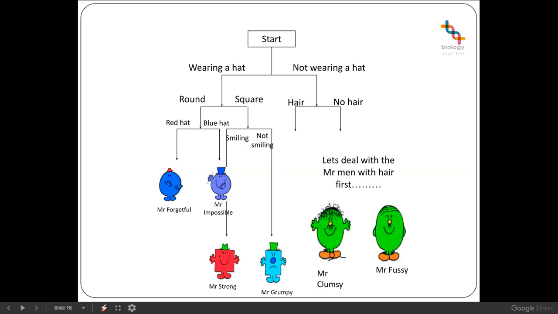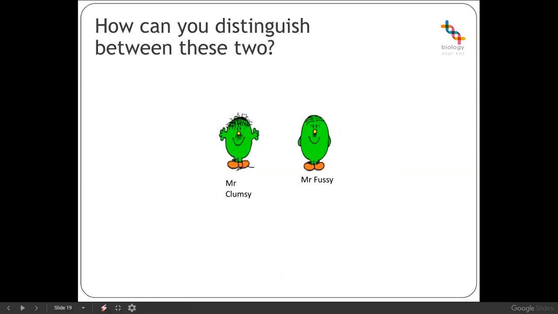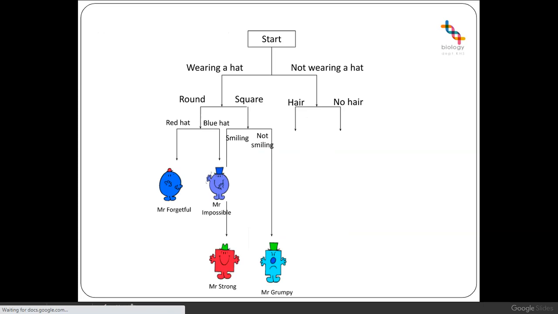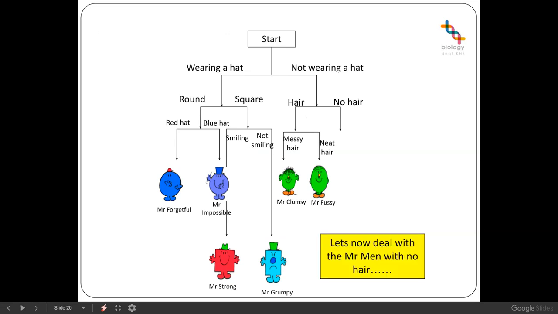And then if we have a look at the ones with hair, first of all, we've got Mr. Clumsy or Mr. Fussy. Now, how are we going to distinguish between those two? They're actually very similar looking. However, we could say we've got messy hair or neat hair. So if we're going to split them up, our guys with hair, messy hair is Mr. Clumsy and neat hair is Mr. Fussy.